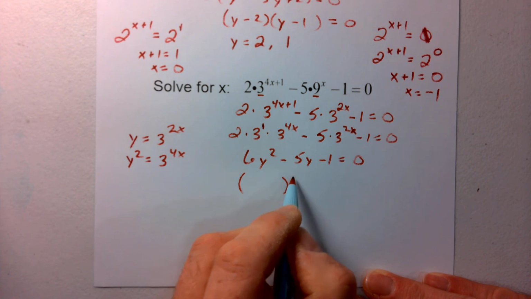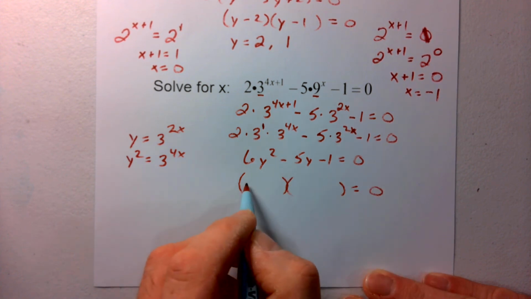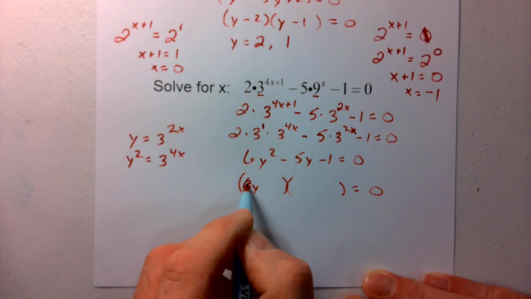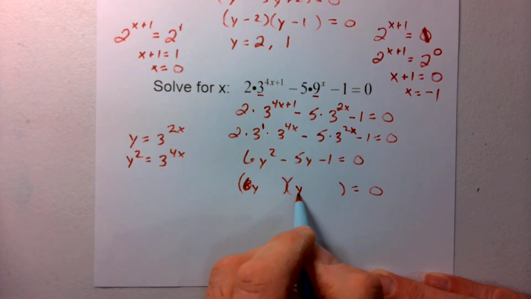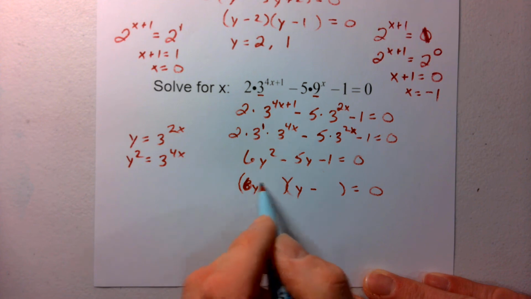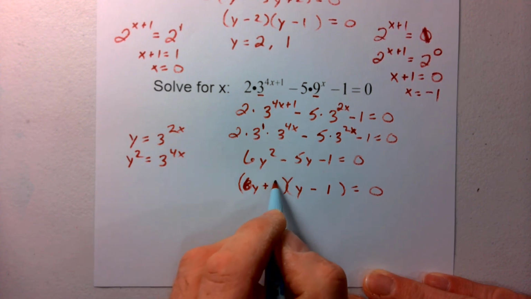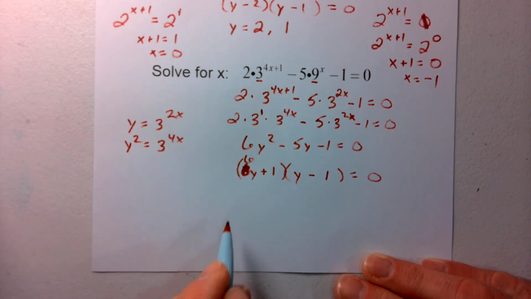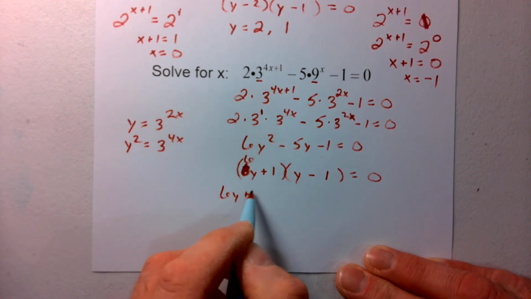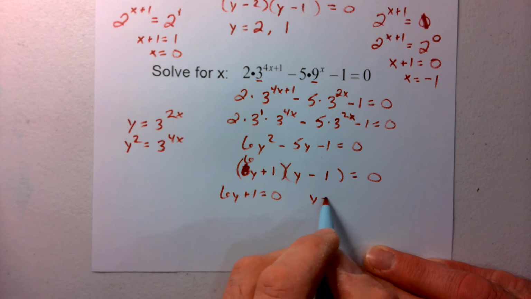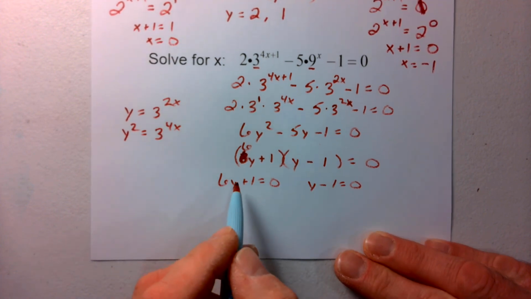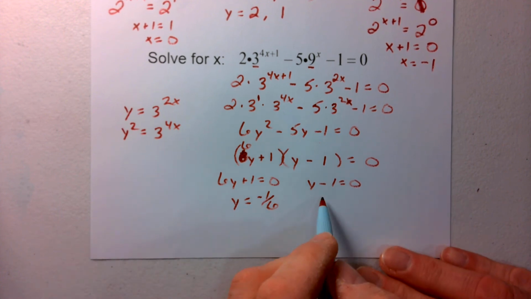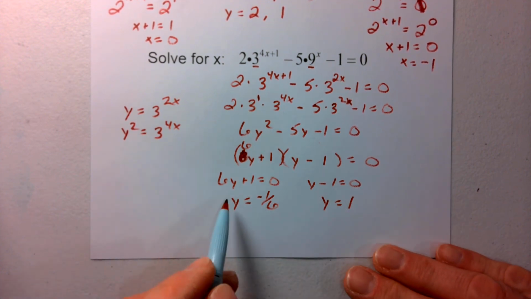Now I can go ahead and factor. Factorization of this, we get 3y. No, we don't. We get a 6y. And then we're going to have a y here. We need that negative 5, so we need a negative 6. And then we're going to get a positive 1 here. So I'm going to have 6y plus 1 equal to 0, and y minus 1 equals 0. Here we get y equals a negative 1/6, and y equals 1.